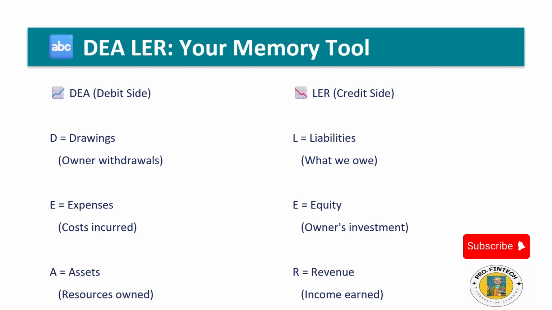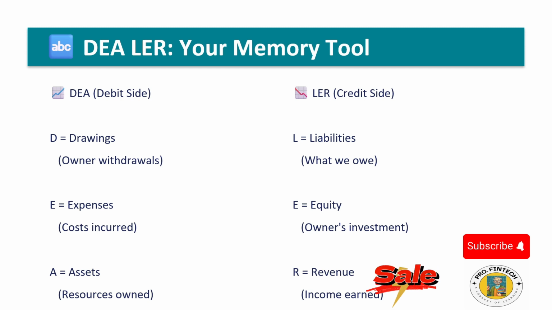Or think of it this way. DEA accounts are things you own or spend. LER accounts are things you owe or earn. So let's say you buy a laptop for your business. Laptop is an asset, so it's in DEA. When assets increase, we debit them. So simple. Or let's say you make a sale, earning $10,000.